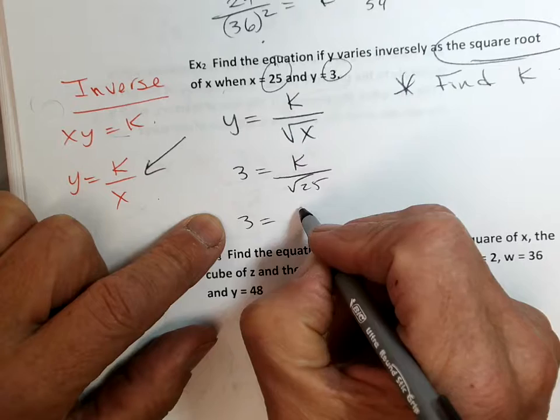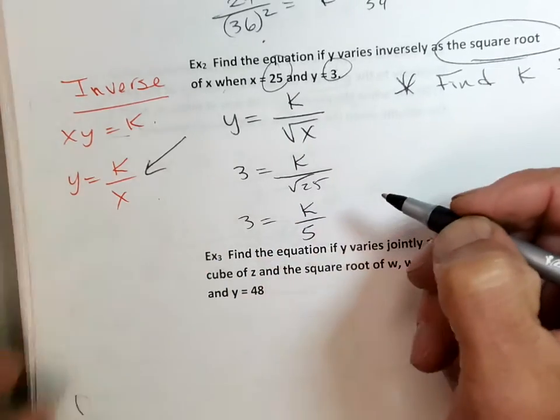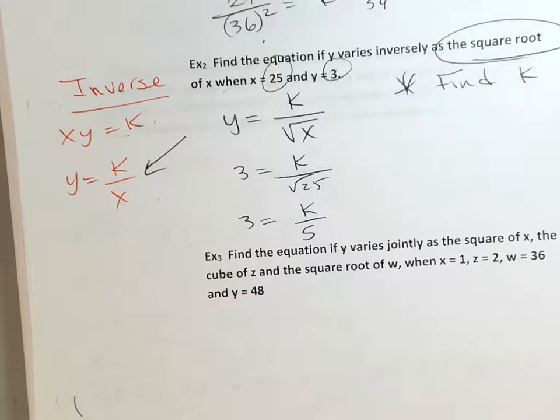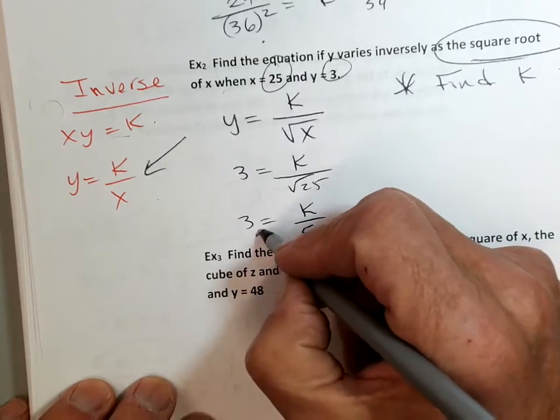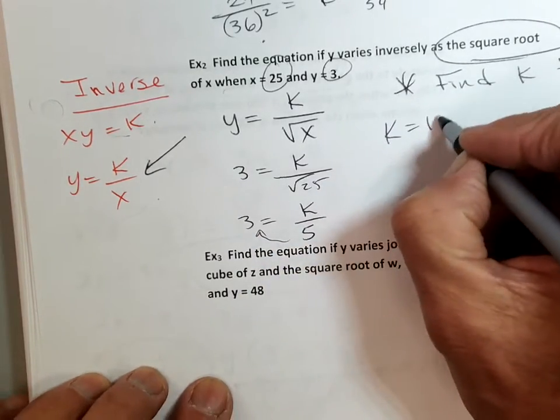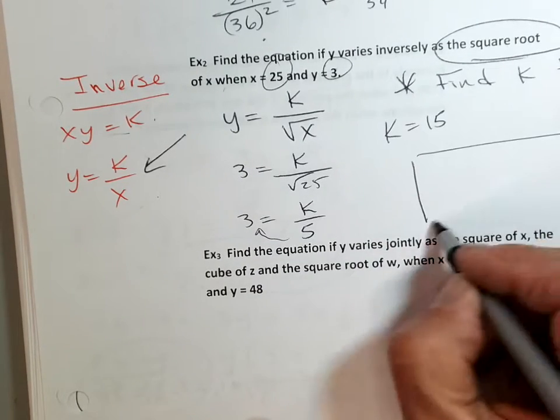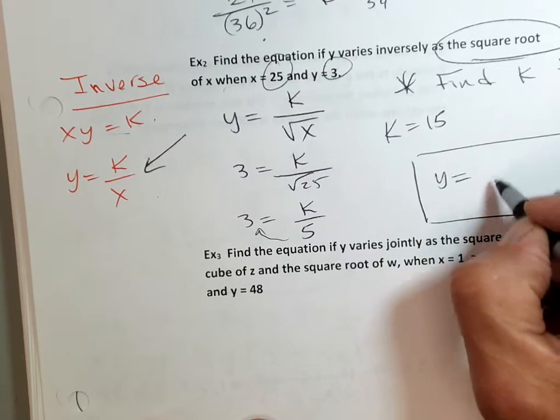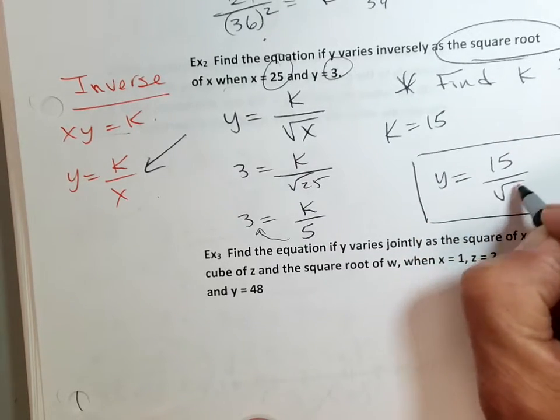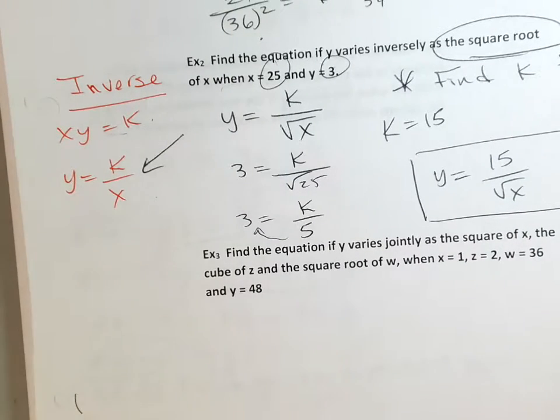3 equals k over 5, right? Multiply by 5, and I get k to equal 15. How's that? Might have been easy to use the first equation, right? Maybe. So what's my answer then? y equals 15 over the square root of x. Because what you're doing is finding the value of k. Remember when I found the value of a? It's the same kind of stuff, except I like to call it k instead of a. Thumbs up? I like it.